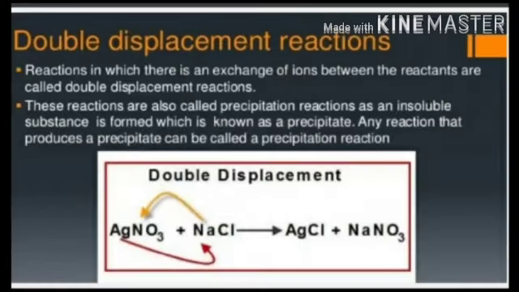The next reaction is double displacement reaction. Reactions in which there is an exchange of ions between the reactants are called double displacement reactions. These reactions are also called precipitation reactions, as an insoluble substance is formed which is known as a precipitate. Any reaction that produces a precipitate can be called a precipitation reaction.